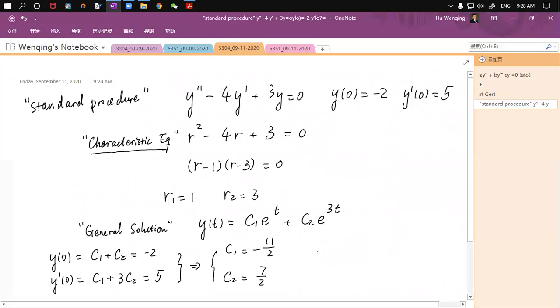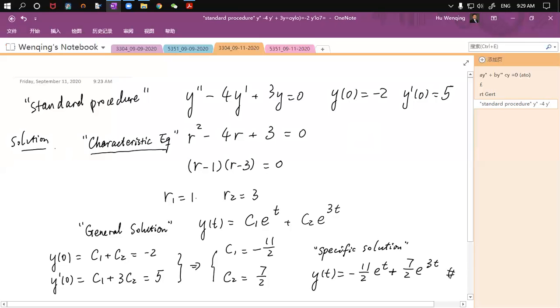Then you want to write the last terminology, the specific solution. You put those coefficients there: y of t is equal to minus 11 over 2 e to the power t plus 7 over 2 e to the power 3t. So that's the specific solution to the problem. This is the whole procedure of how you write a solution on an exam.